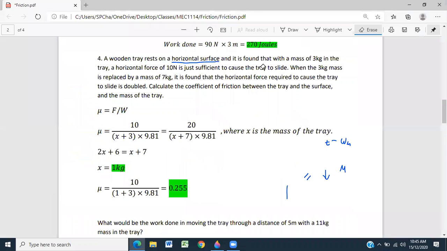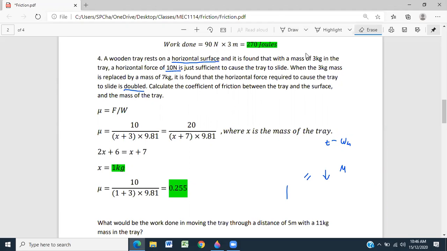So a mass of 3 kg in the tray, a horizontal force of 10 newtons is just sufficient to cause the tray to slide. When the 3 kg mass is replaced by a 7 kg mass, it is found that the horizontal force required to cause the tray to slide is double. Calculate the coefficient of friction between the tray and the surface and the mass of the tray, right? Good.